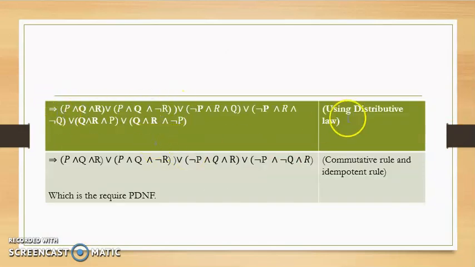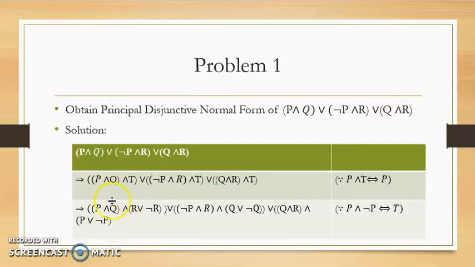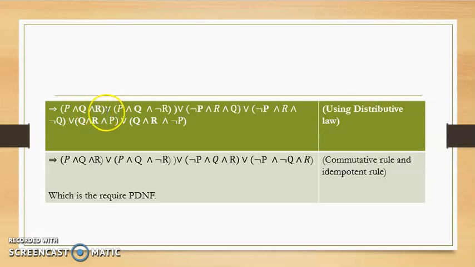In the next step, we can split this with the help of the distributive formula. Using this, the first term becomes P and Q and R, or P and Q and not R. Then the second part, again by using the distributive law, we split it: not P and R and Q, or not P and R and not Q. Then Q and R and P, or Q and R and not P. So totally we are getting 6 terms, and in all the parts we have P, Q and R.